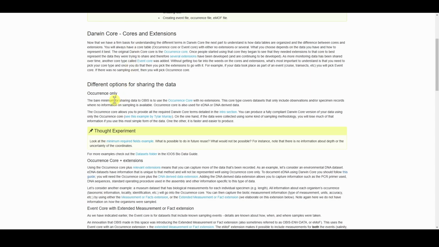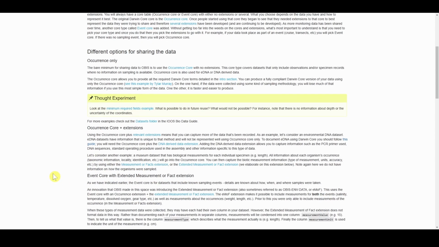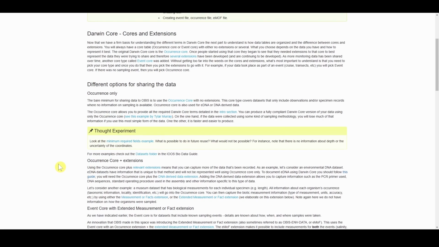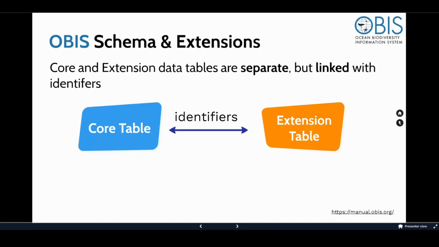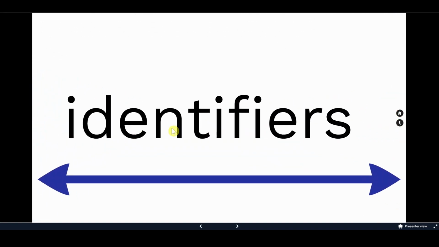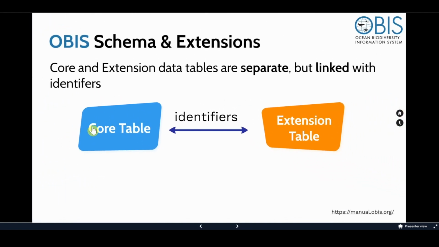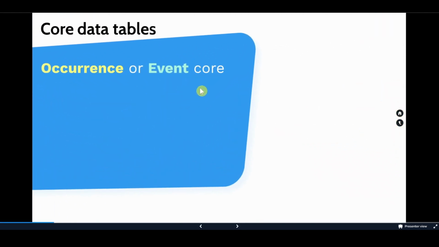You could have occurrence only for your core, you could have occurrence core plus extensions, or you could have event core with an extension. But because this topic is a little complicated at first, let's move to a more visual example. So as I mentioned before, core and extension data tables are separate spreadsheets, but they're linked through the use of identifiers, and we'll circle back to identifiers. Let's take a look at what kind of core tables we can have.